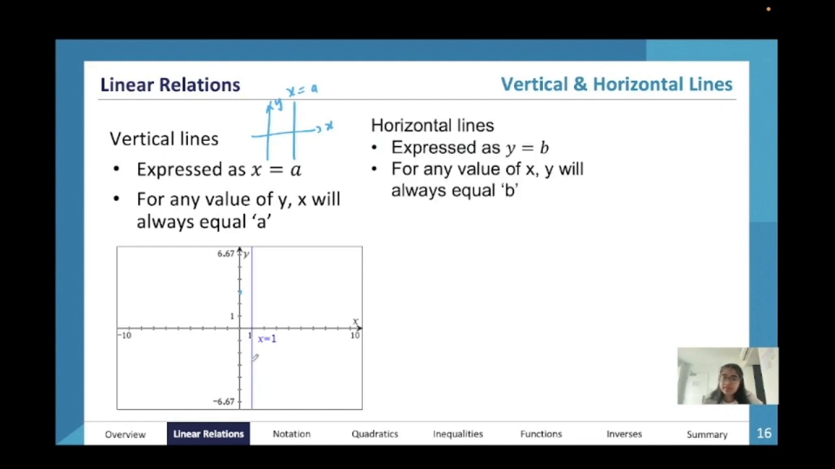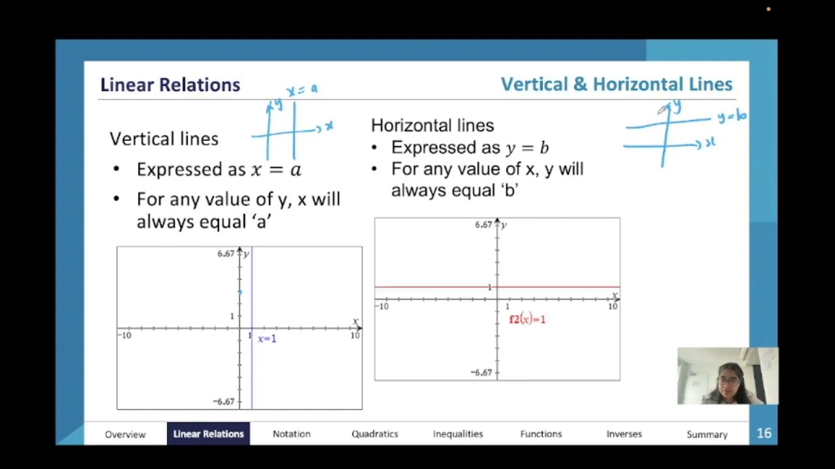Now horizontal lines, so that's y equals b. So it's in that form. So basically you've got y, you've got x, and this could be the line. So y equals b. I know my drawing isn't perfect, but you want this line to be parallel to the x-axis. So regardless of what the x value is this time, y will always equal b. So whether x is 100, negative 1,000, y is always equal to b.